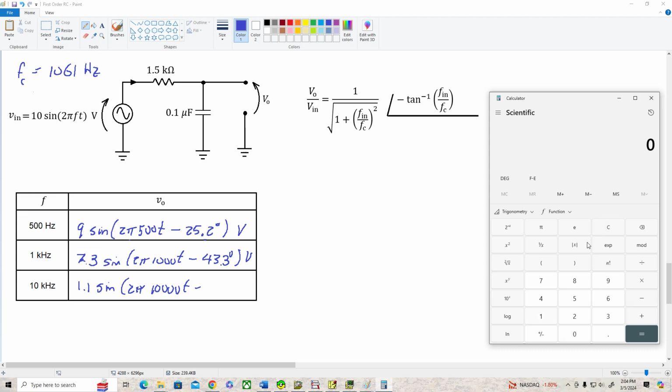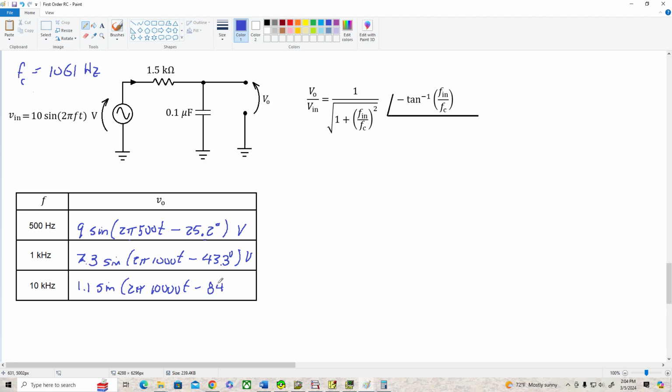whoops, not 100,000, 10,000 divided by 1061, arctangent about 84 degrees. So we're going to be lagging by about 84 degrees here. So with 10 kilohertz assigned to this frequency, our output is 1.1 volts peak, lagging by 84 degrees. That's much easier generally than going through phasor algebra for each different frequency, and that's the advantage of having an equation like this.